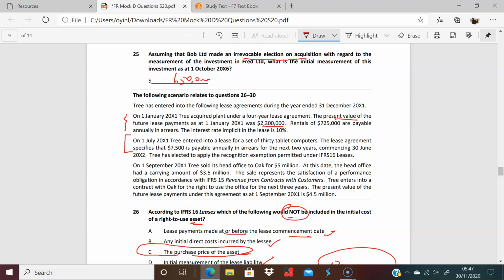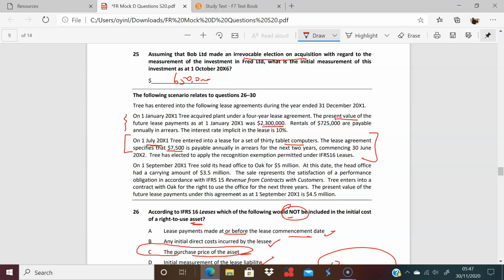Remember that for assets less than a certain amount, like little tablets and phones, we don't apply the right of use. We can just treat them like operational leases and just expense them. So debit expense, credit bank. So here we have 7,000.